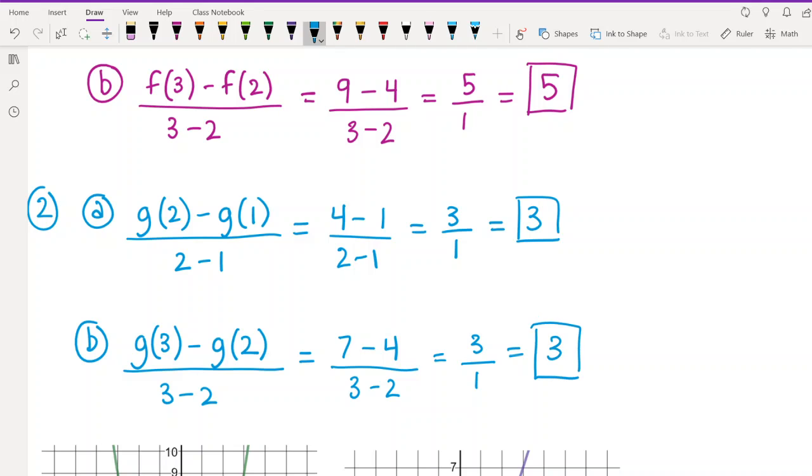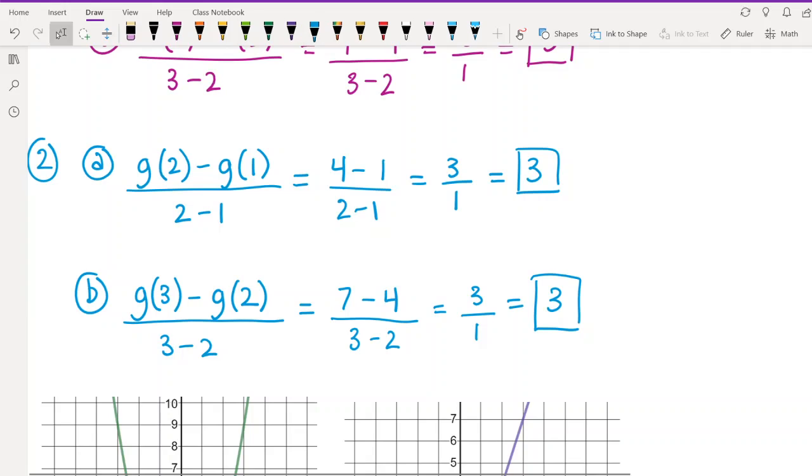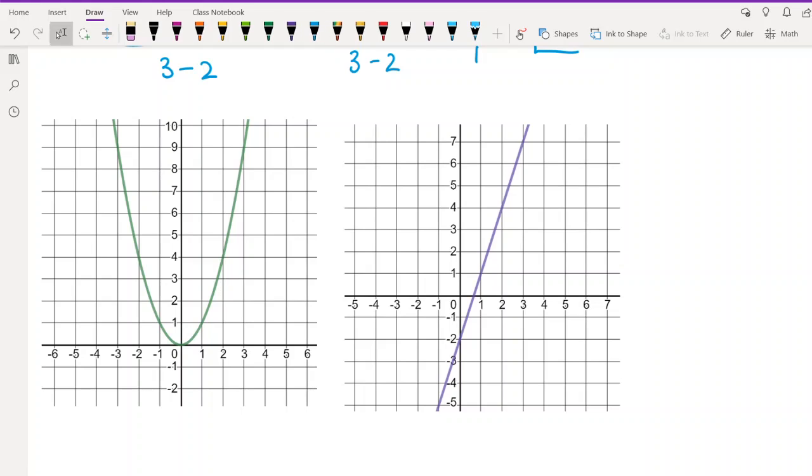Okay, so the reason I had you do this is I wanted to really point out that, notice that for the first function, depending on where we choose to find the average rate of change, we get different results, right? So we got 3 for the first part and we got 5 for the second part. But then when we did the linear function, we got the same result for both of them. So I want to look at the graphs of these functions and try to understand what that is. What is it about a linear function that causes this to happen?